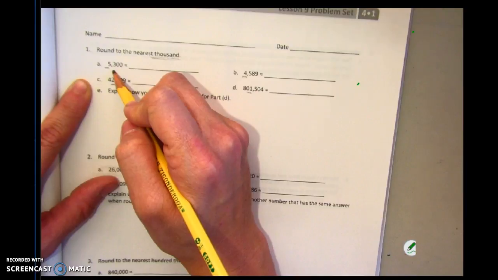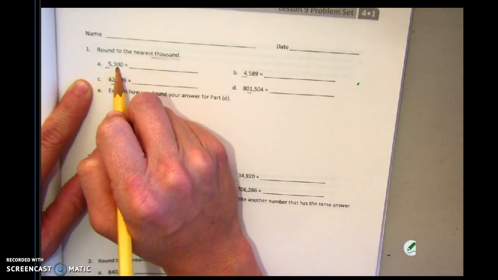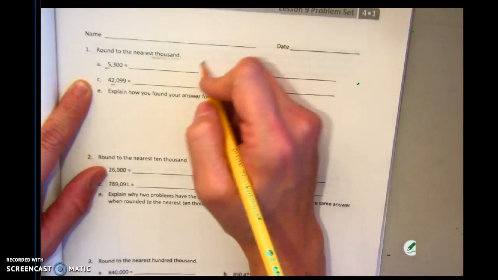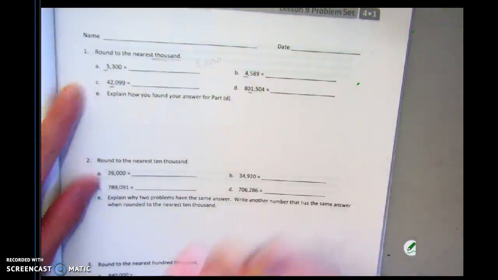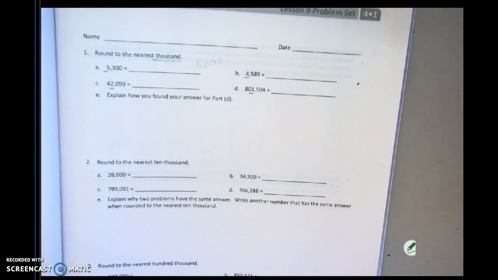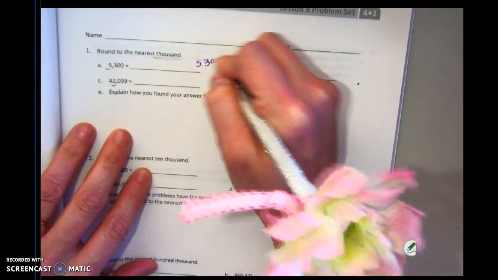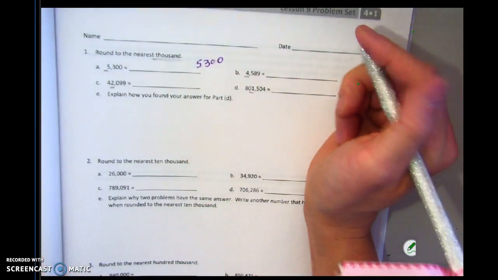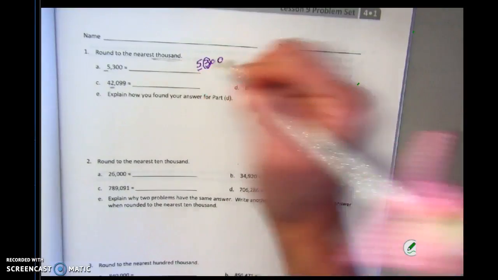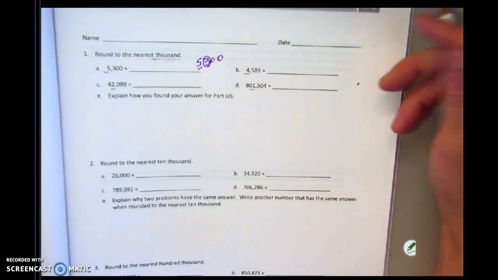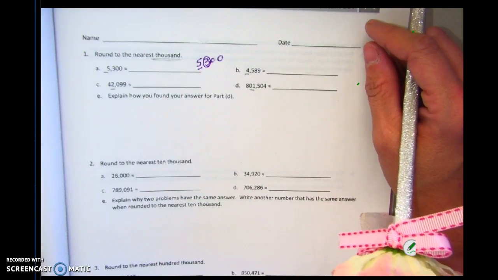So I have 5,300. So my strategy that I typically do is I go ahead and write it out to the side, 5,300. And mine's kind of light. I'm going to write it in my pen. I wrote it pretty small still. I've underlined that place value and I'm going to circle the next digit. What's the next digit? 3. There's a 3 in the hundreds place.